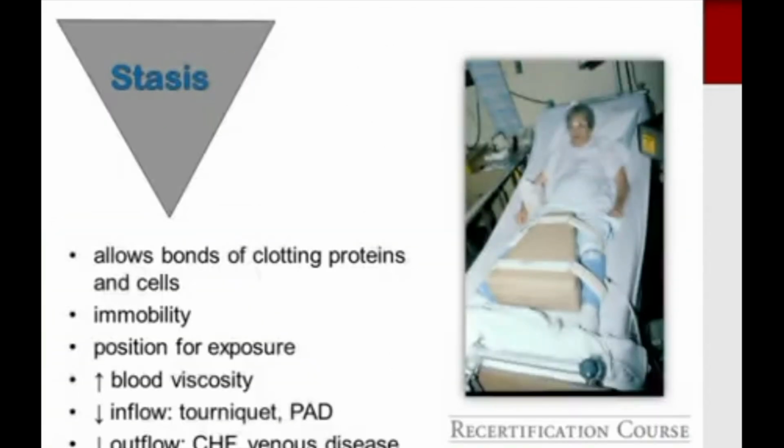Stasis, another common situation with post-orthopedic patients, allows these clots to basically propagate. You have this with immobility, the position for the exposure. If you have increased blood viscosity, decreased inflow, such as with tourniquet usage or peripheral artery disease, or decreased outflow, such as in congestive heart failure or venous disease.